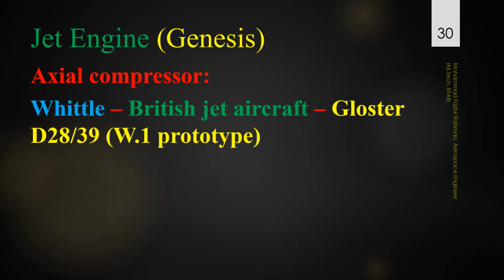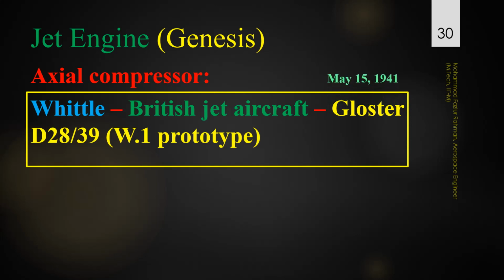In England, Whittle and his startup finally received some support from the Air Ministry, and on May 15th, 1941, the first British jet aircraft, the Gloster E.28/39, finally took to the air. It was powered by the prototype W.1 engine. Maybe Whittle wanted his name. So the Whittle prototype was the W.1, and it successfully flew. Then he thought of developing an improved W.2 engine and preparing it for series production.